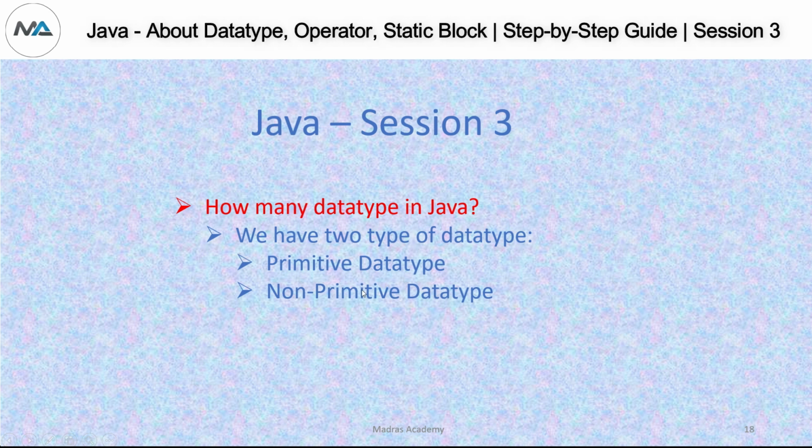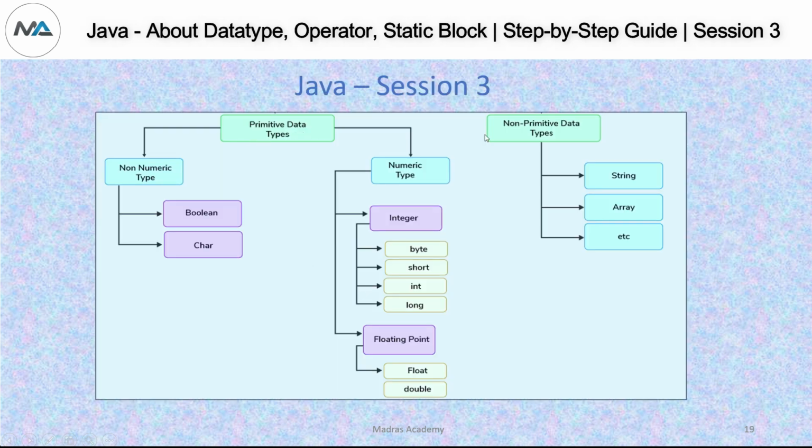What is primitive and non-primitive? Non-primitive data type means here we can declare a string, array, enumeration, object. These are all the non-primitive data types. And if it is primitive data type, in this we have two types: one is non-numeric type and numeric type. In non-numeric type, we can declare a boolean, character. Boolean means only true or false value we can assign. Character means only one single character we can assign. So these are all the non-numerical types.